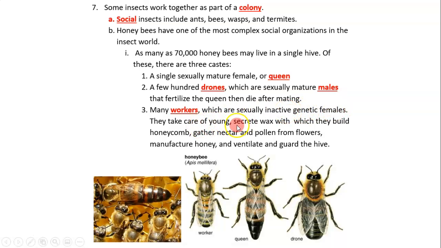They take care of the young. They secrete the wax that's used to build the honeycomb of the hive. They gather nectar and pollen from flowers. They manufacture honey, and then they ventilate and guard the hive.